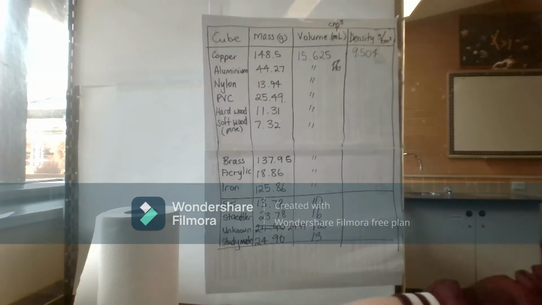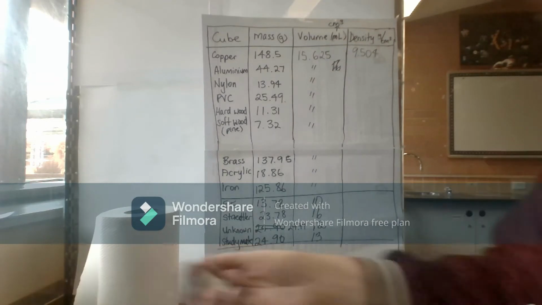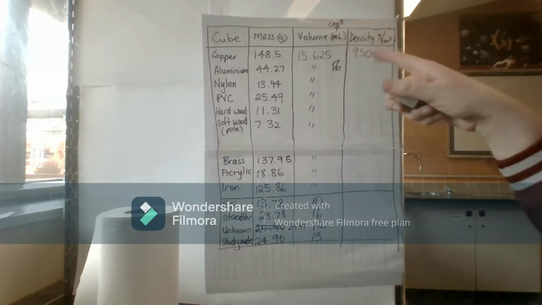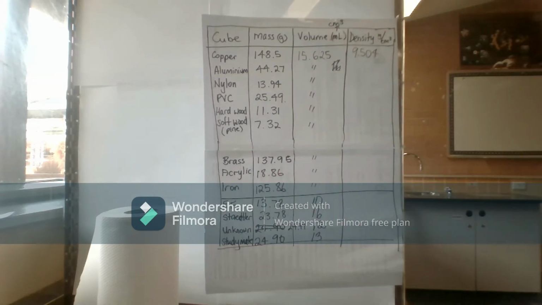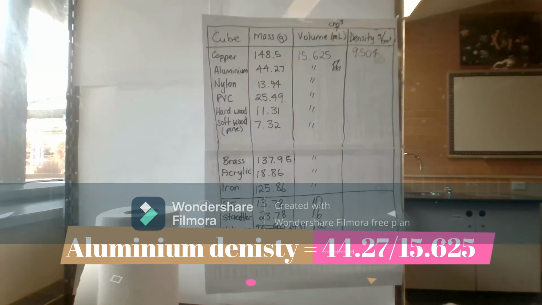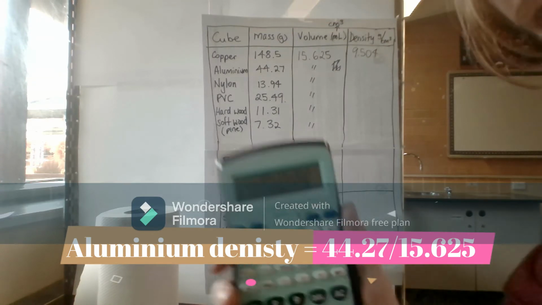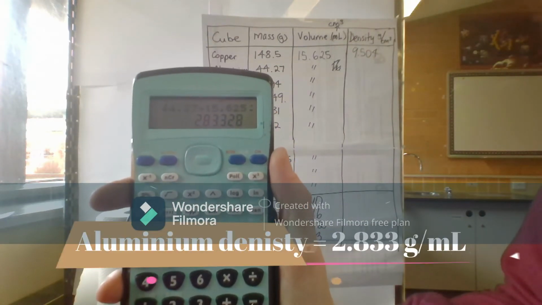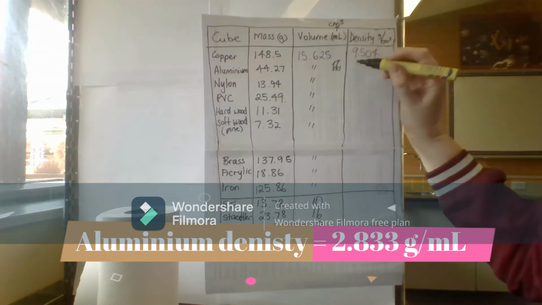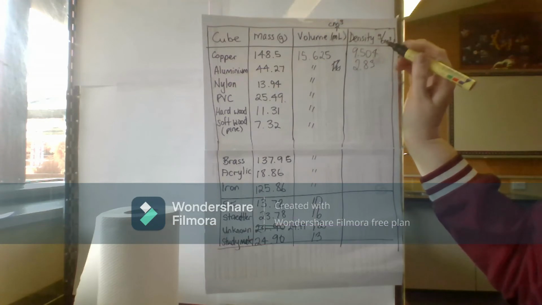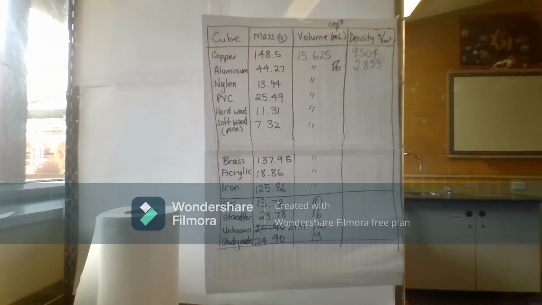Let's look at another one of the metals. We look at aluminium. So copper, that's its density. Let's look at aluminium. So aluminium, in the same amount of space, only had 44 grams. So let's do 44.27 grams divided by 15.625 equals. Okay, and I'll hold it up to you, and you can see that its density is 2.833 grams per cubic centimetre.